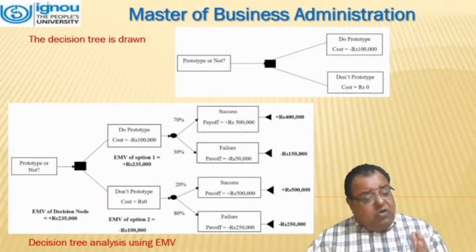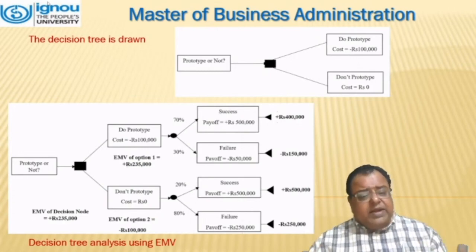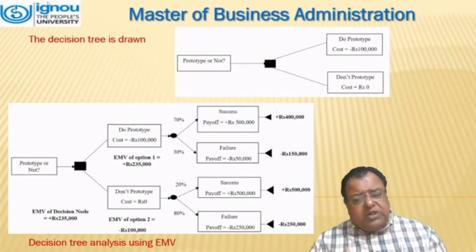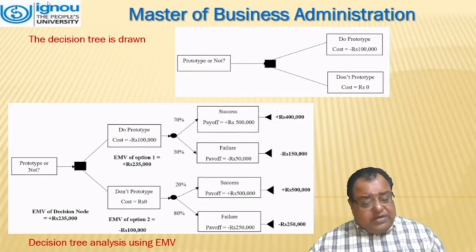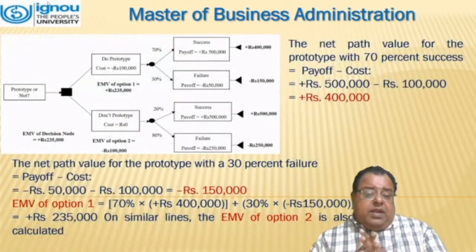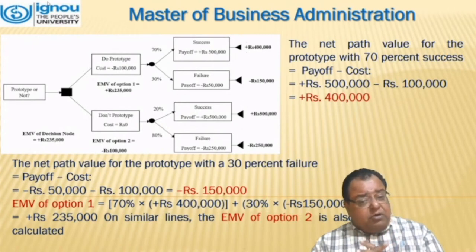If we don't go for the prototype, the cost is zero. If we get a success, we will have a payoff of 20%, and if it is a failure, it will be a cost of 80%. After calculating all the EMV values of all the four stages, we can see that the maximum is 4 lakh rupees and the minimum is 2,50,000. The net path value of the prototype with 70% success is 4 lakh rupees. The net path value of the prototype with 30% failure is 1,50,000.